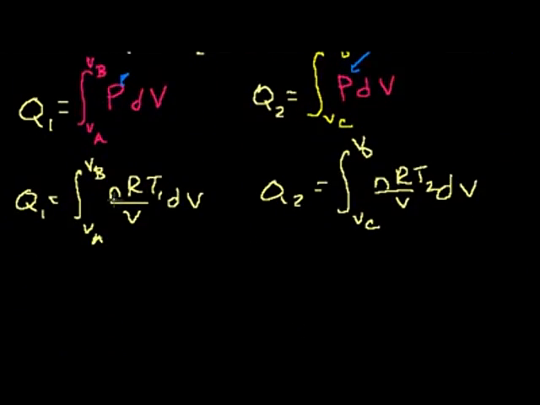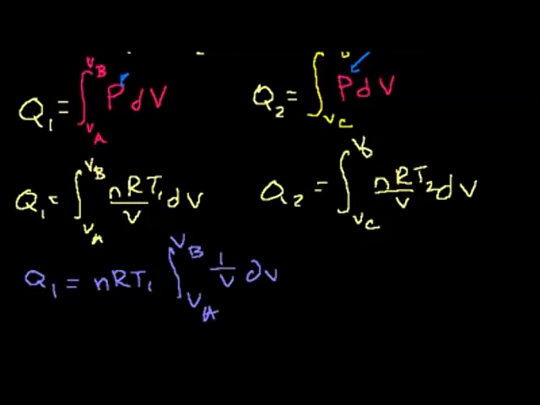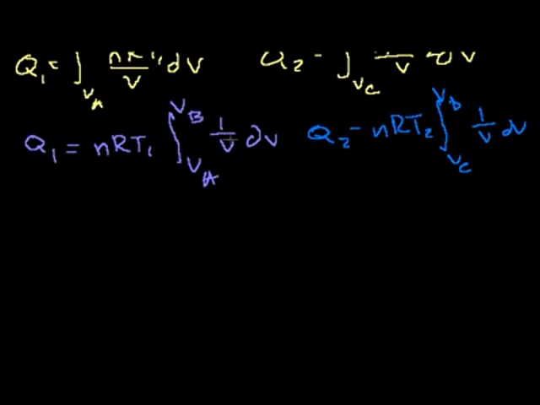Fair enough. So n is constant. R is definitely a constant. n is just the number of molecules we have, and our temperature is also constant, so we can take it out of the integral. So we can rewrite Q1 as nRT1 times the integral from VA to VB of 1 over V dV. And Q2 we can write as nRT2 times the integral from VC to VD of 1 over V dV. All right, now this integral is fairly straightforward to evaluate. The antiderivative of 1 over V is the natural log of V.